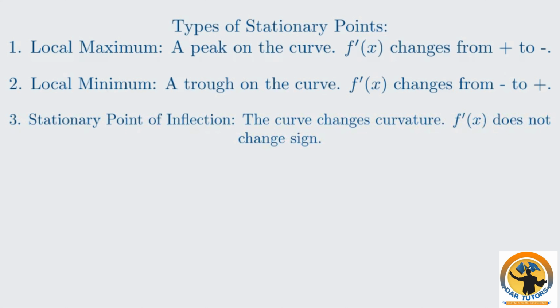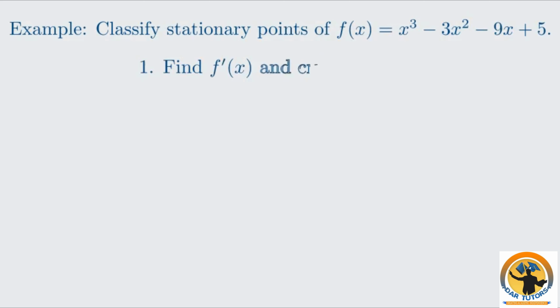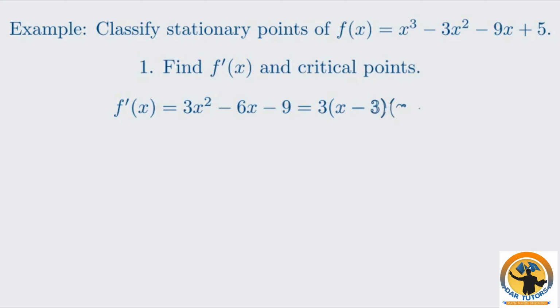Let's see how. Let's classify the stationary points of the function f of x equals x cubed minus 3x squared minus 9x plus 5. First, we find the derivative, f prime of x, which is 3x squared minus 6x minus 9. Then we find the critical points by setting the derivative to 0. Factoring gives us 3 times (x minus 3) times (x plus 1) equals 0. So our critical points are x equals 3 and x equals -1.